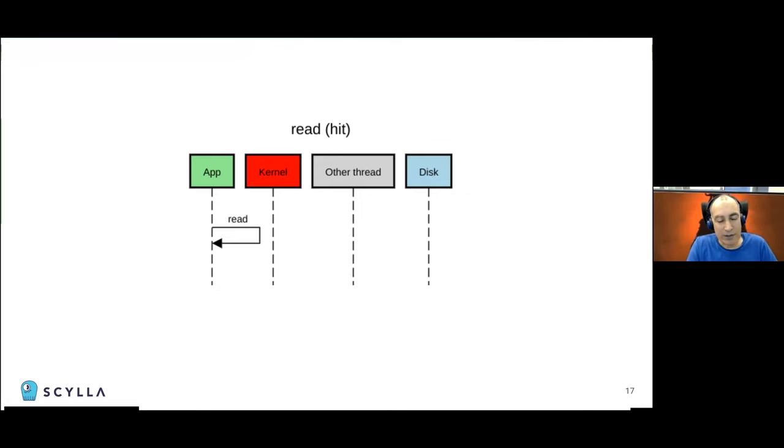So let's look at some IO interactions. The first one is reads that hit cache. It's even better than what we had before with the system call. So here we don't even have a system call. We just read from the memory and continue, and this can take less than a nanosecond. So this is amazingly fast.